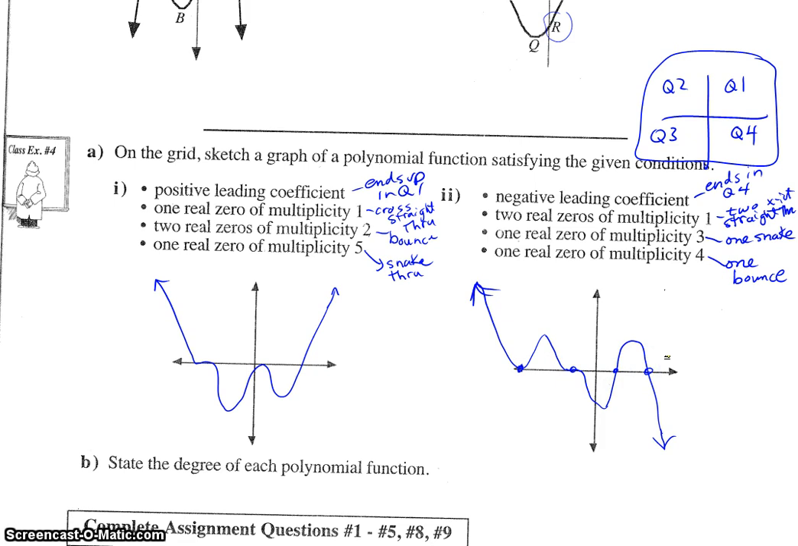State the degree of each polynomial function. So we're adding up the multiplicities. So the sum of the multiplicities would give us that. So for the first graph, we would have 1 plus 2 plus 5. So our degree would equal 7. Oh, sorry, 8. Great. I can't add 1 plus 2 plus 5. Good job. Okay. Pause your video. You come up with the degree for the second one.